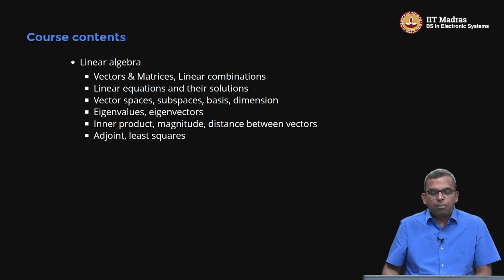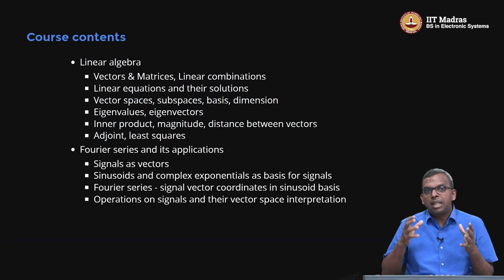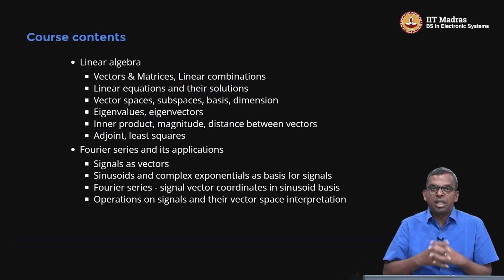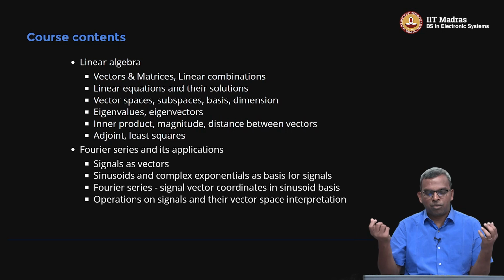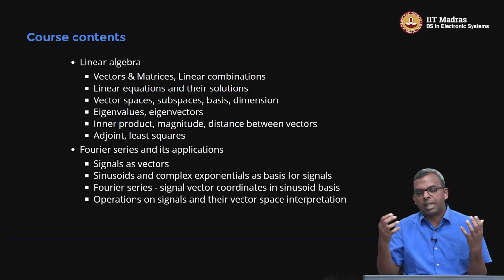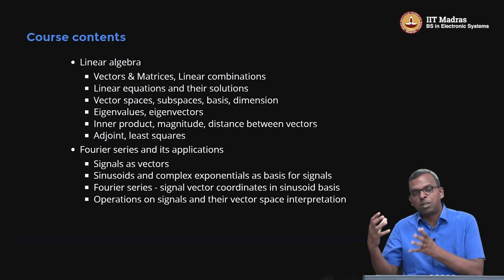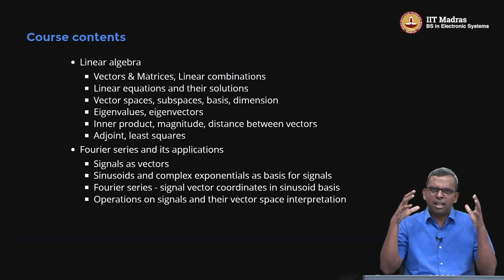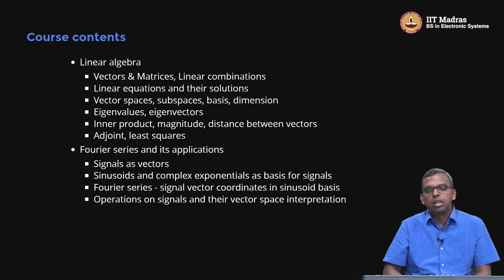Okay. And in case you are wondering where signals are going to come in, we are going to also see Fourier series and its applications. And here we will see it from a linear algebra point of view. We will introduce Fourier series from a linear algebra point of view. We will view these signals that you have been looking at as vectors in a vector space, and we will see that these sinusoids and complex exponentials are actually a basis for the signals, and this Fourier series is nothing but expressing the signal vector in a sinusoid basis. And we will look at these operations on signals and talk about their vector space interpretation, and this will give you a very nice idea of how to deal with signals and systems and what is happening to them as they go through multiple systems.